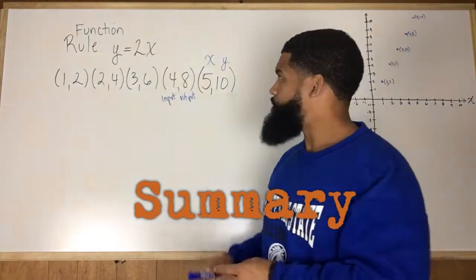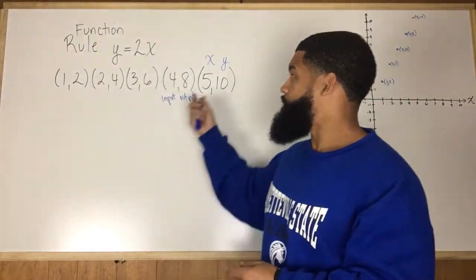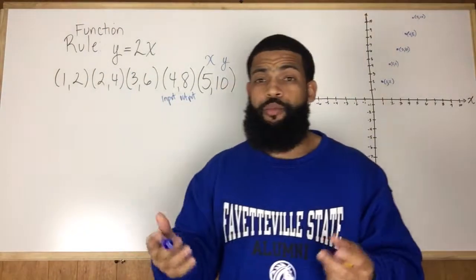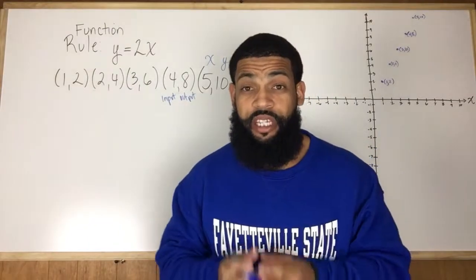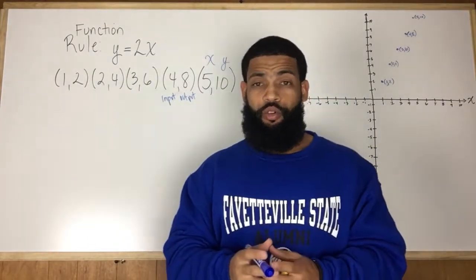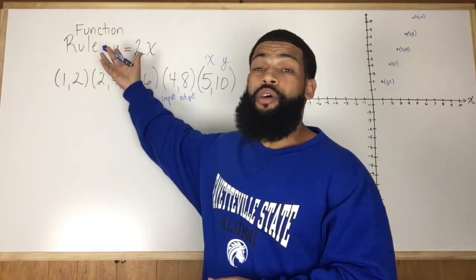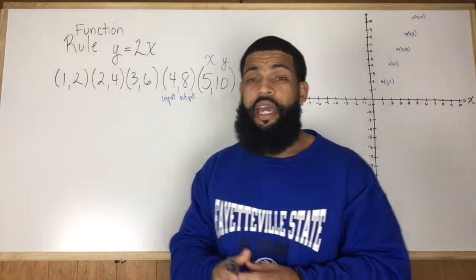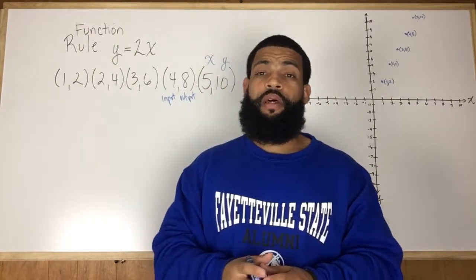All right, so we've seen a few things. We've seen a function rule and how we can take input values and we get corresponding output values, and we put those x and y values together to form ordered pairs. And then now we've seen how we can take those ordered pairs and graph them. Okay, there's an infinite number of ordered pairs that we can get from using this function rule, and they all can be graphed on the coordinate plane.